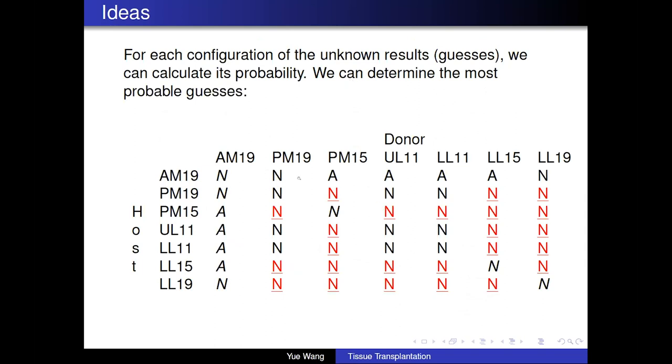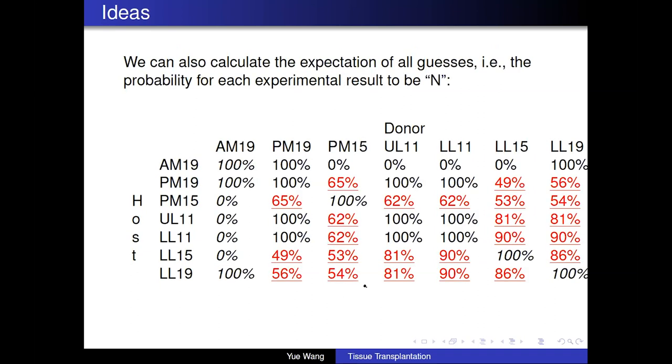So here's the final result, that we consider each guess for the unknown experiment, which is in red. And then we calculate the probability of each one, and we choose the one with the largest probability. So here we presented the most probable guesses. And also we can calculate the expectation of all guesses, namely the probability for each experiment with unknown result to be normal. Here you can see that most experiments tend to be normal.